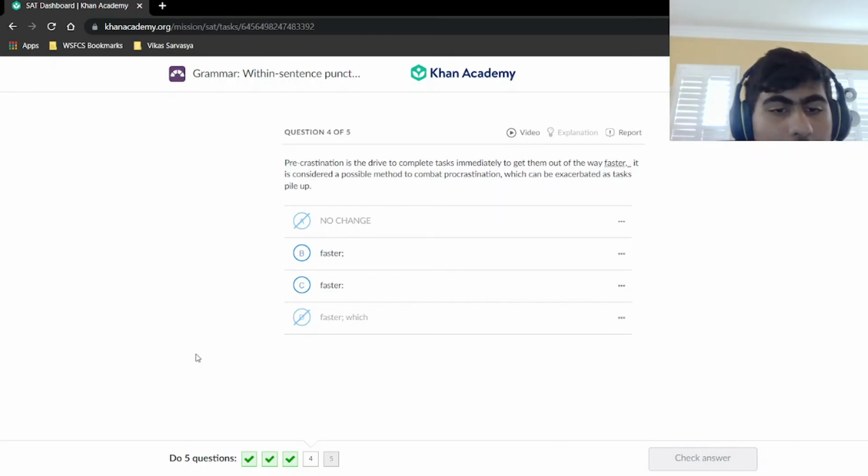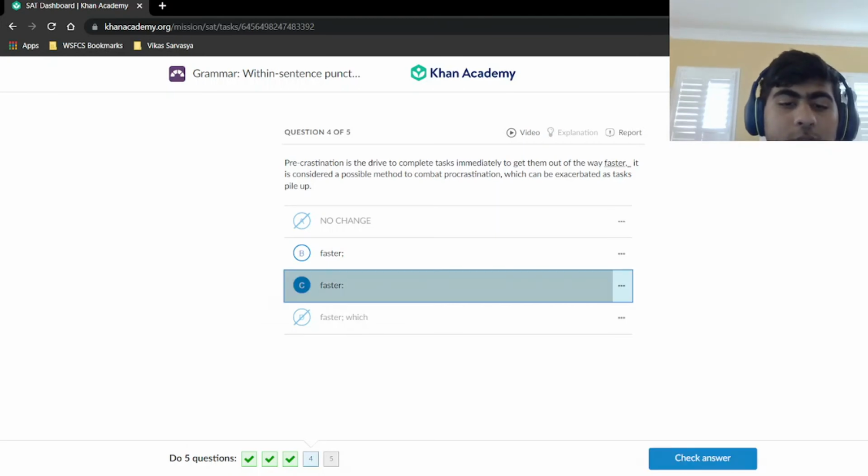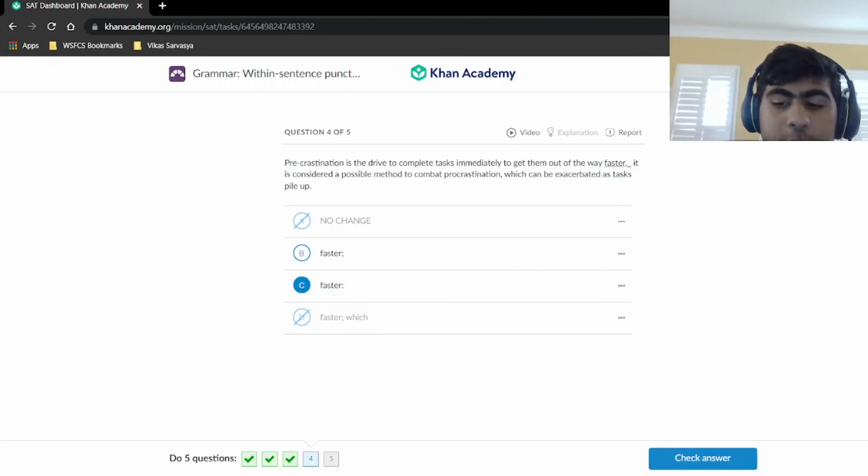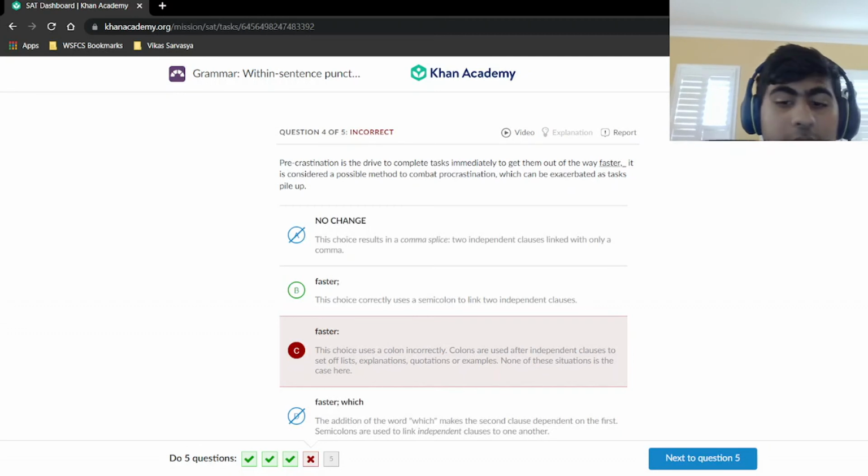So if we put the semicolon in there, then we have it is considered a possible method to combat procrastination. Well, what does the it refer to? We don't really know. But if we put the colon, then we're setting that part up. That seems to work. That seems to be correct as setting it up. So that seems to be our answer, but it actually isn't our answer because a colon is used to set off things, while semicolons are just used to link two independent clauses.